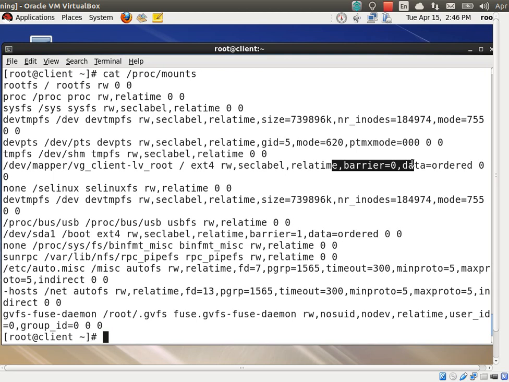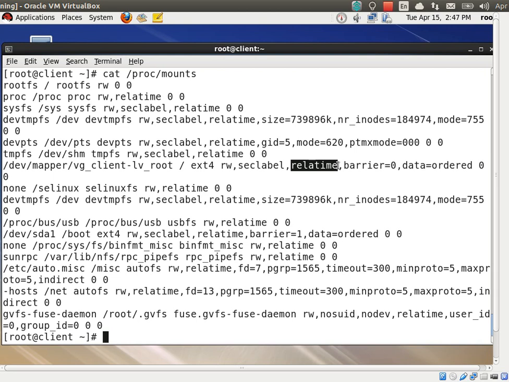By giving barrier 0, I have increased the performance of the machine significantly, because now the machine need not constantly flush the write cache. Doing these two things will significantly increase the performance of the file system, by at least 25 to 30%. So make sure that you use the relatime mount option, which is there in RHEL 6, in case you are using RHEL 6.